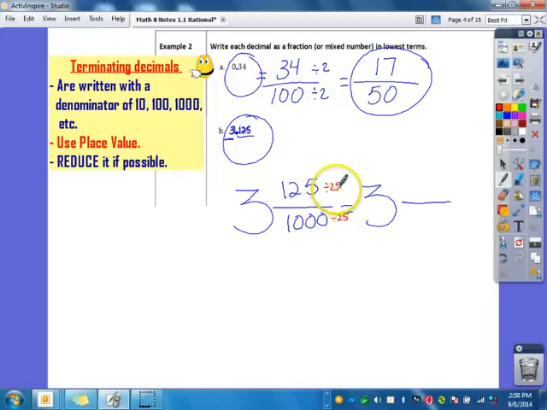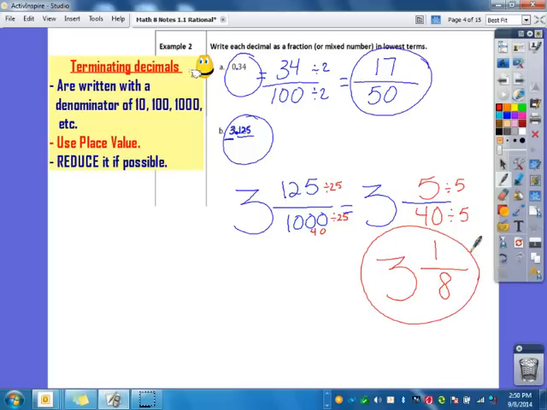125 divided by 25 is 5. 1,000 divided by 25, well 25 goes into 100 4 times and we've got our 0, so that's going to be a 40. But are we done? No. We can still simplify 5/40ths. Divide by 5. Divide by 5. So I still have my 3, and 5 divided by 5 is 1. 40 divided by 5 is 8. So we have 3 and 1/8. That is the same as 3.125. They are equivalent. They're equal.